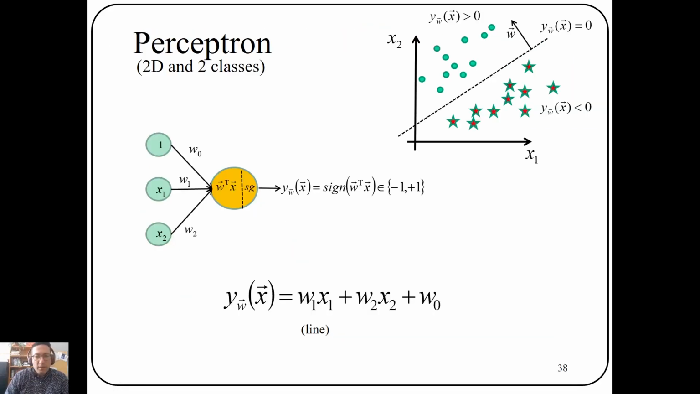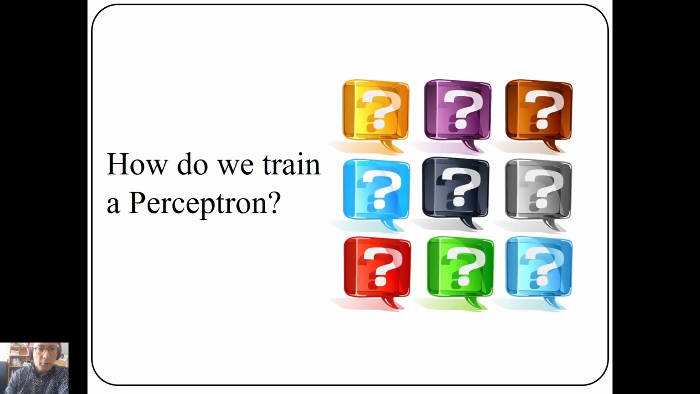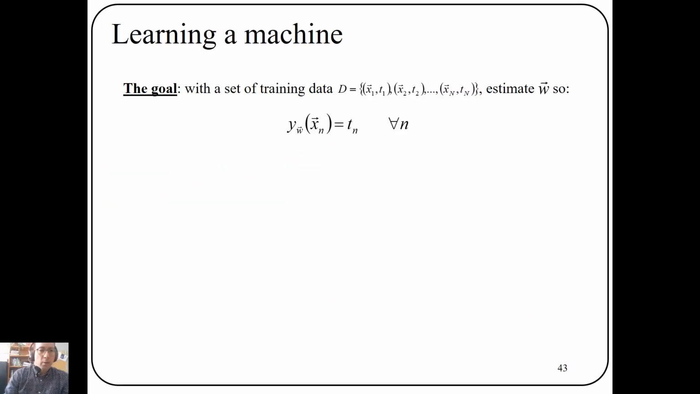Now, this is the equation of a line that I gave before, with here the dot product and the nonlinear activation function that is very typical of the perceptron. Well, if you add the third dimension here, so how do we train a perceptron? Well, let me remind you what training is.